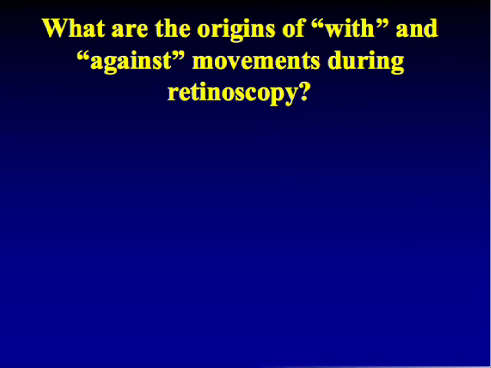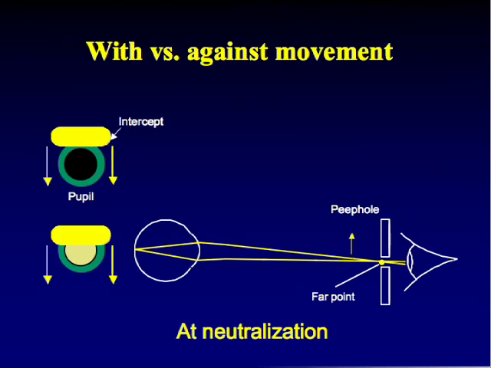How do we get these with and against movements when we do retinoscopy? Again, let's go back to the definition of what happens at neutralization of retinoscopy. At neutralization, as soon as the light goes into the eye, all the light coming back from the eye is focused at the peephole of the retinoscope, so it all fits through the peephole, so the pupil appears to fill with light the moment any light comes in, neutralization.